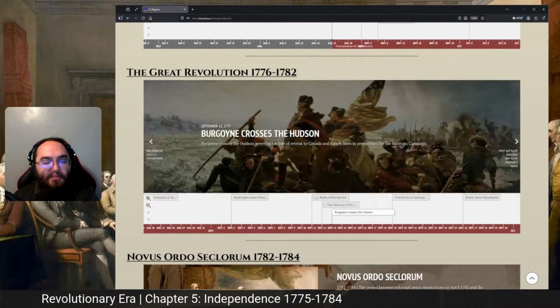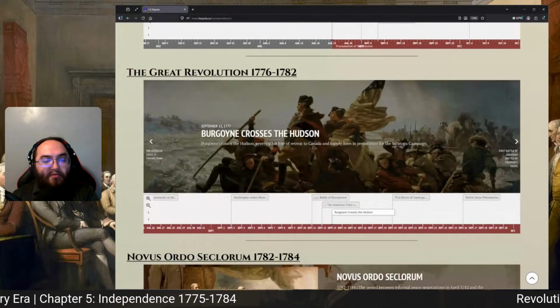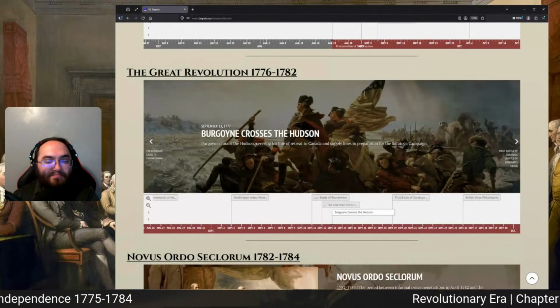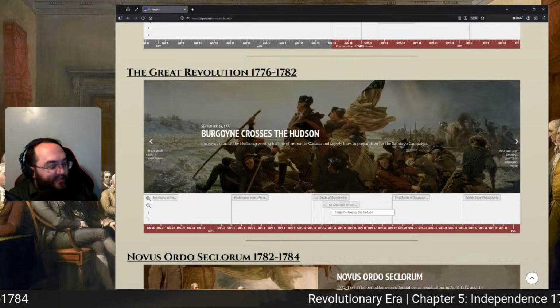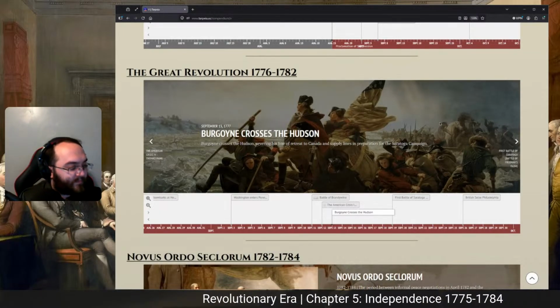Burgoyne will cross the Hudson, severing his line of retreat to Canada and supply lines in preparation of the Saratoga campaign.